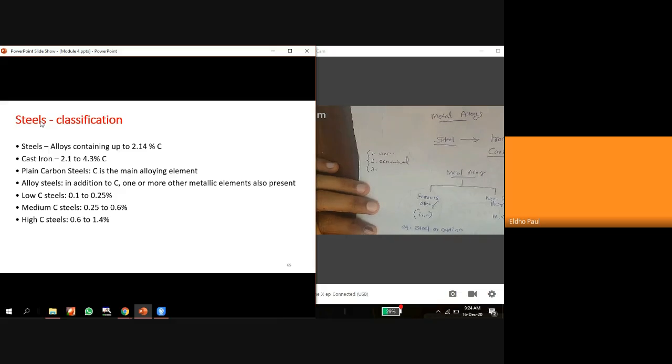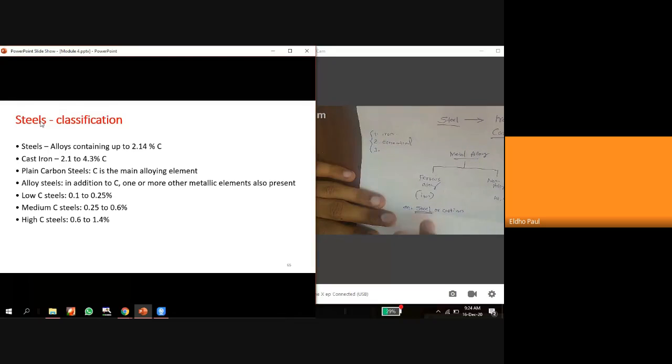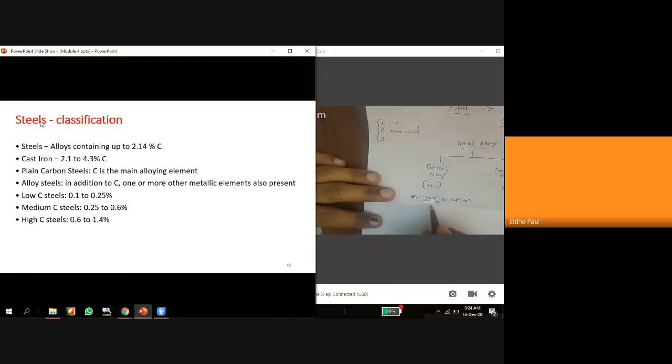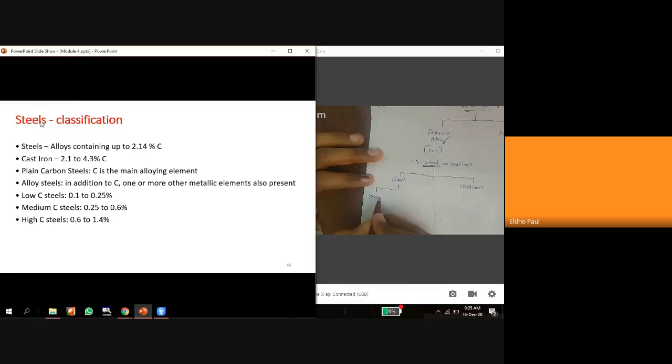So more specifically, the important alloy is steel. Steel is the important alloy, so we are going to study the different types or classification of steel. In ferrous alloys, we can divide into two: the first one is steel and the second one is cast iron. In the case of steel, again we can divide into two: low alloy steel, and high alloy steel. Sorry, it's not high carbon content, it's high alloy steel. That is the classification of steel.